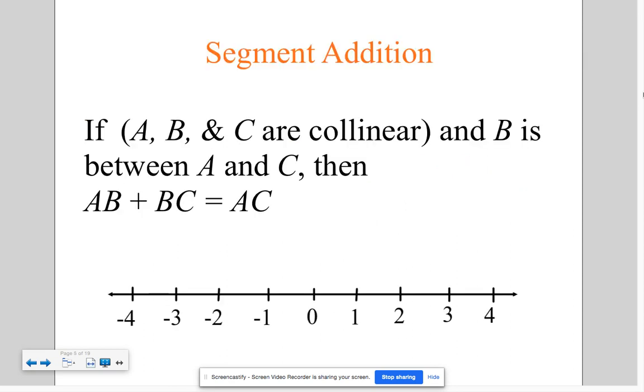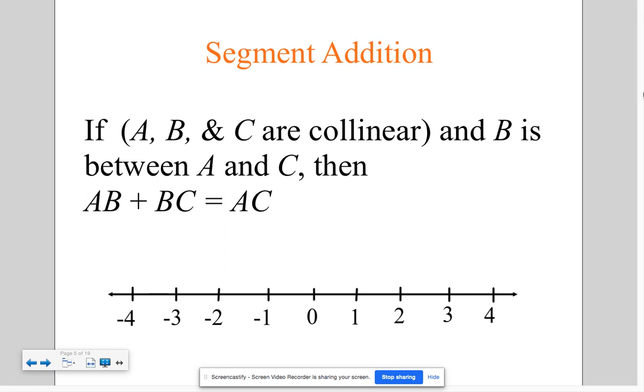Segment addition. When we're talking about distance, like AD on that last slide, it was the distance between A and D, but that also represents a segment length. That's the segment AD, and the length of it equaled what we found on the previous slide. In this case, what we're talking about is segment addition. If A, B, and C are collinear, meaning they're on the same line, and B is between A and C, then AB plus BC equals AC.